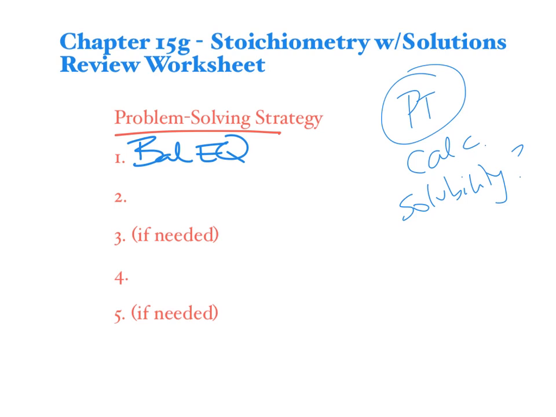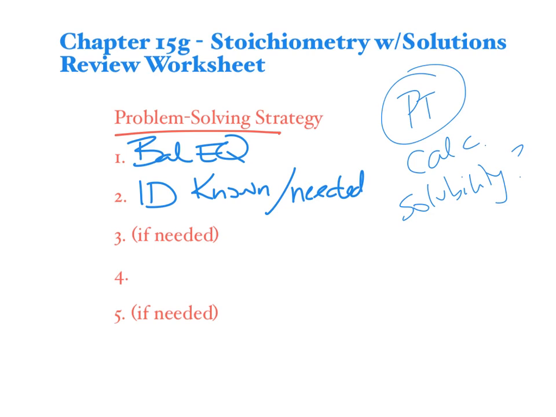Step number 2 is reading the problem, where you look at what you know and what you do not know, identifying your known and your needed. That's the basic problem solving step of reading through it. What information do I have, and what am I trying to find?